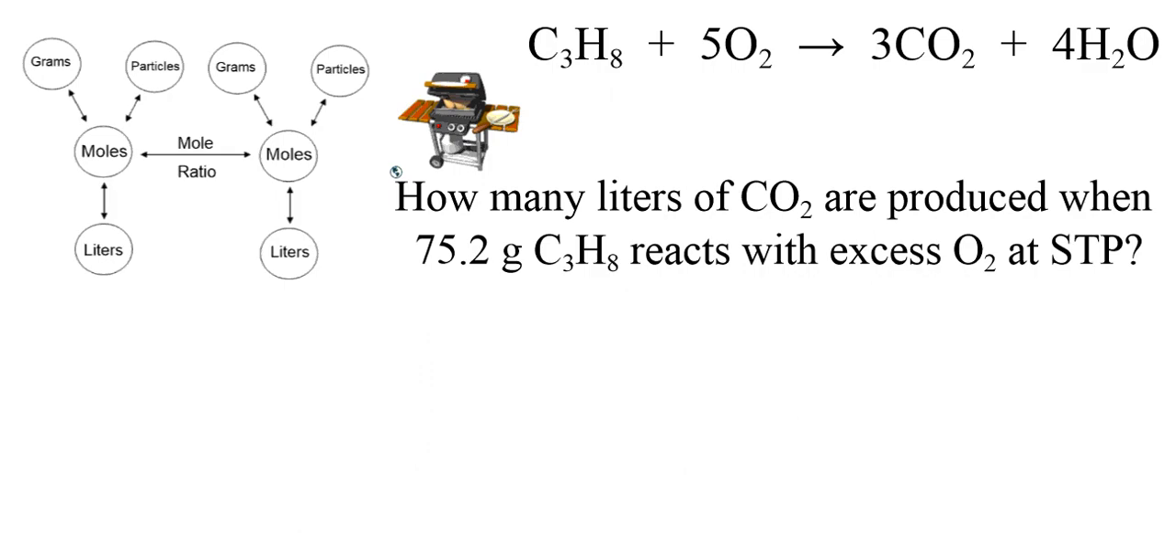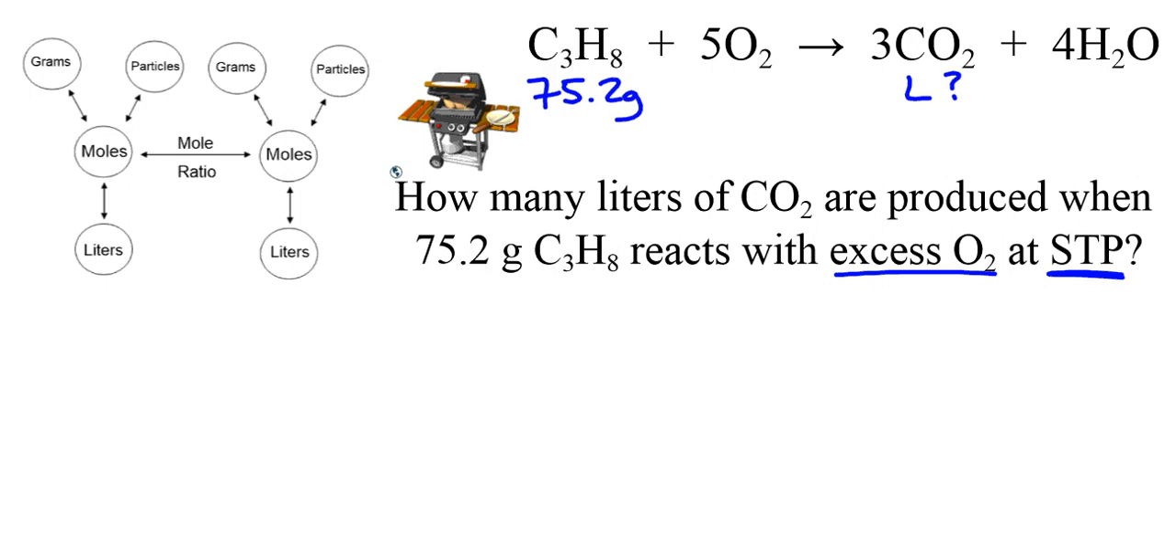So let's take a look at one of our problems here. The first one is how many liters of CO2 are produced when 75.2 grams of C3H8, which is propane, in like a gas grill, reacts with excess O2 at STP. A couple important things on here. But first, let's label what we don't know. So here's my balanced equation above. I already balanced it for you. I have 75.2 grams of my propane. I have excess O2, so that means I don't have to worry about this being a limiting reactant problem, which is really great. And then I want to have liters of CO2. And the big key with that is that this is all at STP.